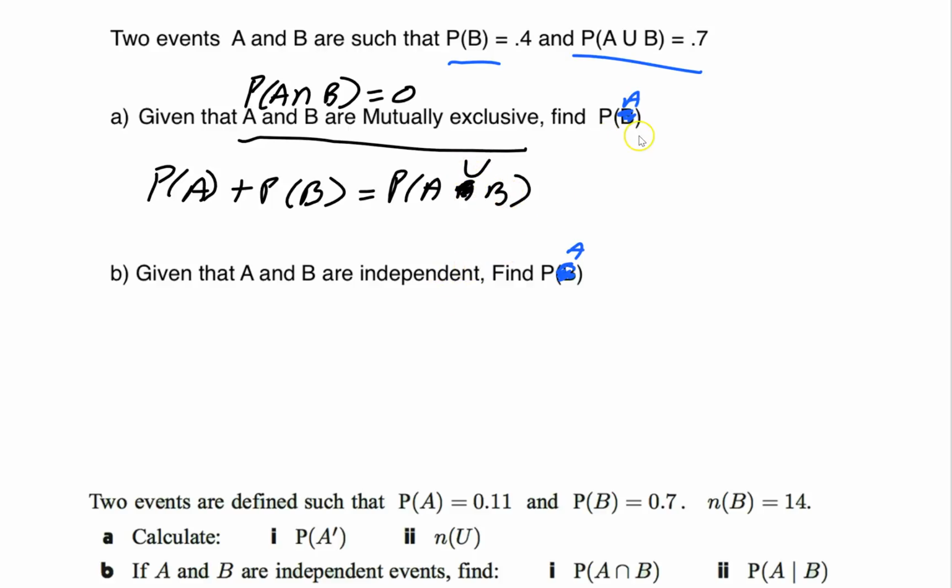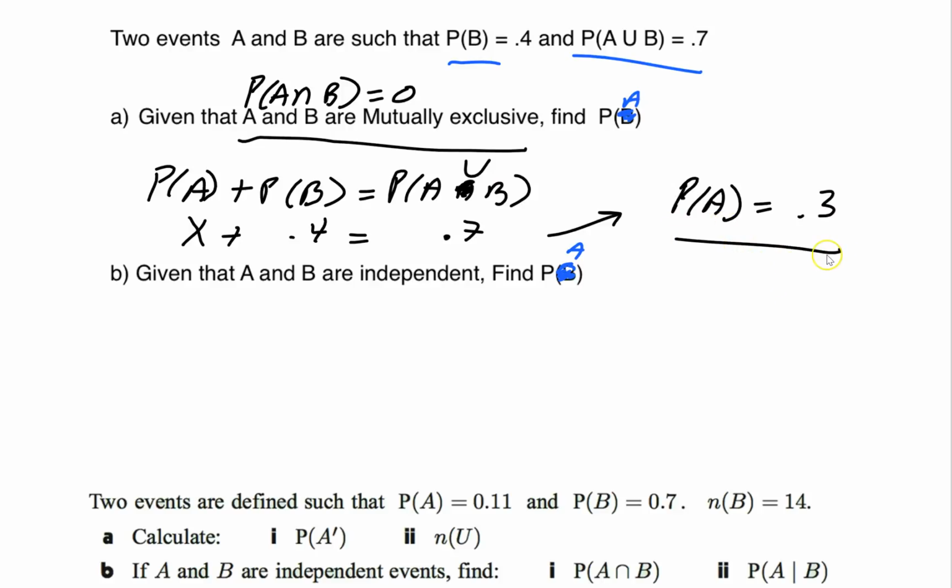Sorry. And look what happens. You have everything you need. A union B, 0.7. Probability of A, we don't know, that's what we're looking for. Probability of B, well, that's 0.4. Do a little math, and you get probability of A equals 0.3, 0.7 minus 0.4. That's how that one's done. Right? So if it's mutually exclusive, it means the intersection is nothing. It has nothing in common. And then you can use the formula.